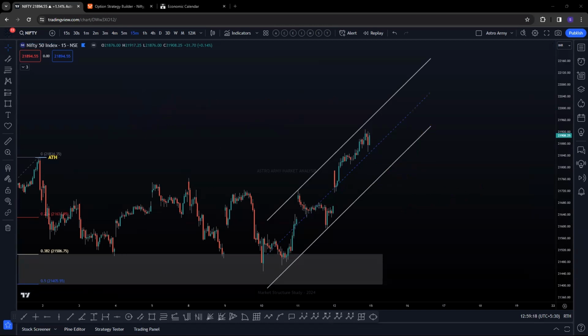I'll share one strategy with you. I don't share strategies. I'm not a SEBI registered analyst, so I cannot tell you what to buy. I cannot influence you like that. The only thing I can tell you is what I am planning and what I look at in the markets.